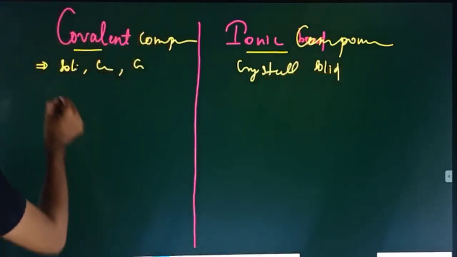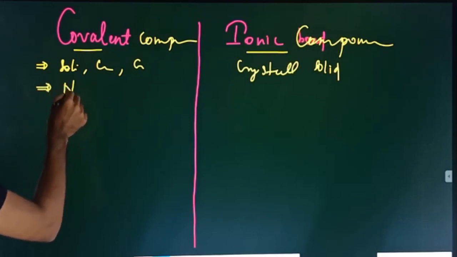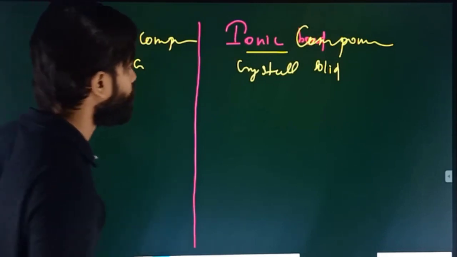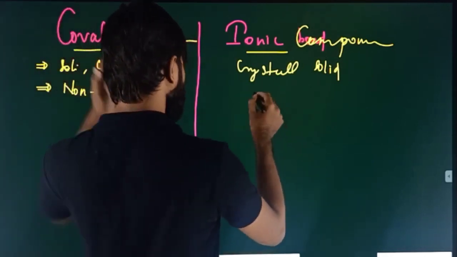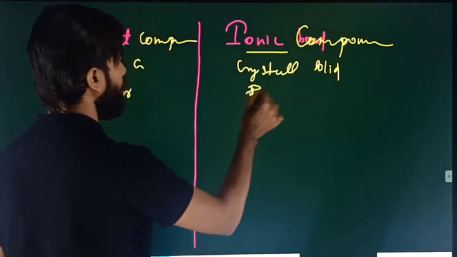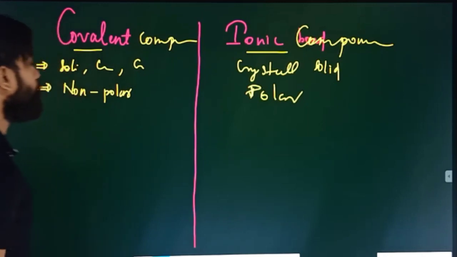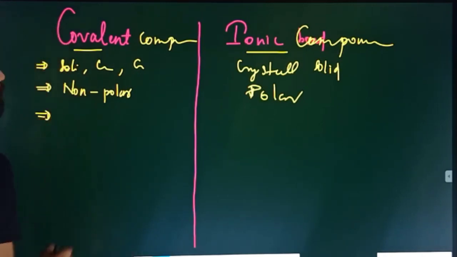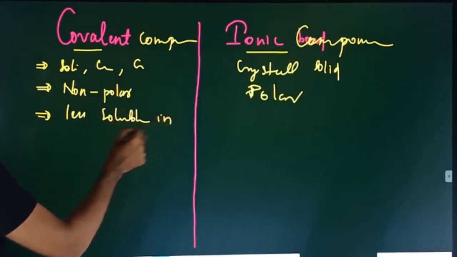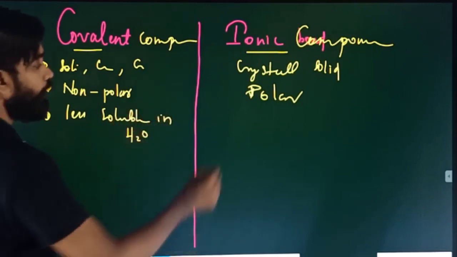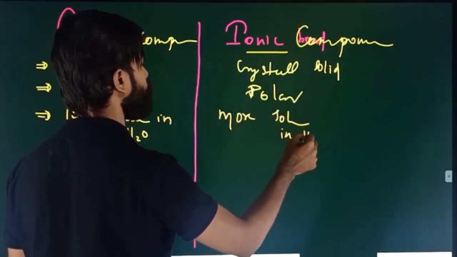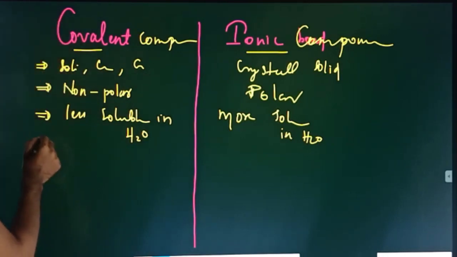In the case of pure covalent compounds, they are generally non-polar, but ionic compounds are polar. Since covalent compounds are non-polar, they are less soluble in water, because water is polar. Ionic compounds are relatively more soluble in water.